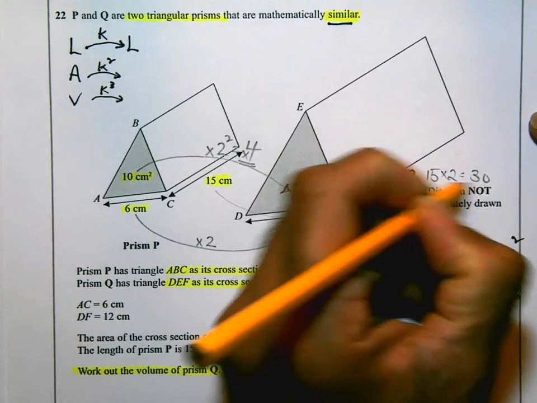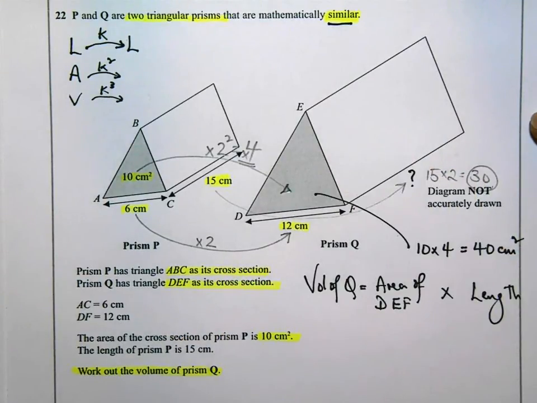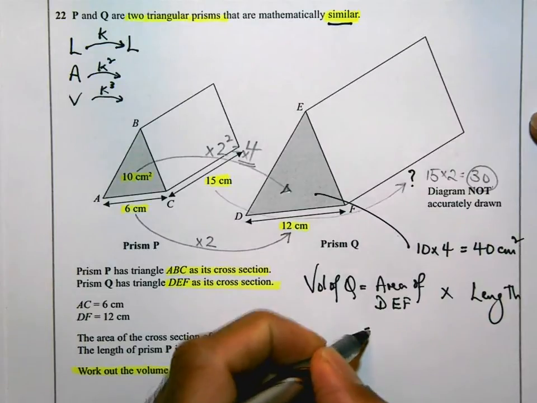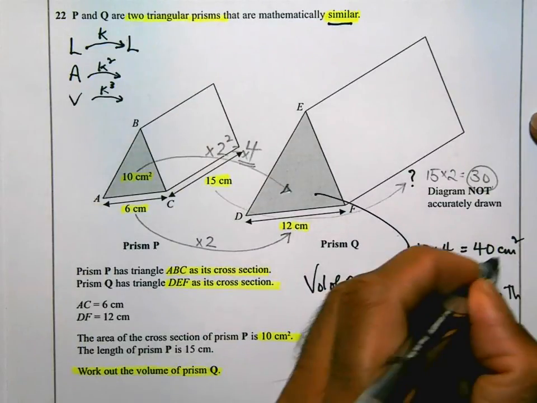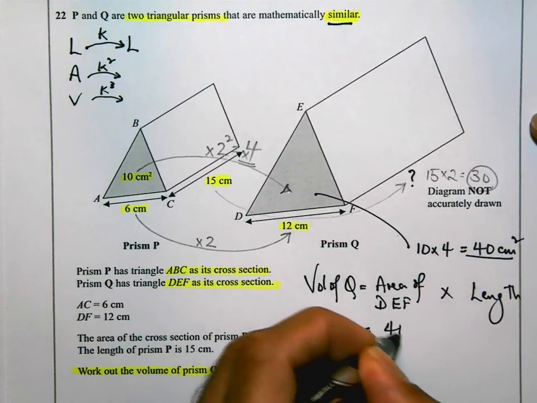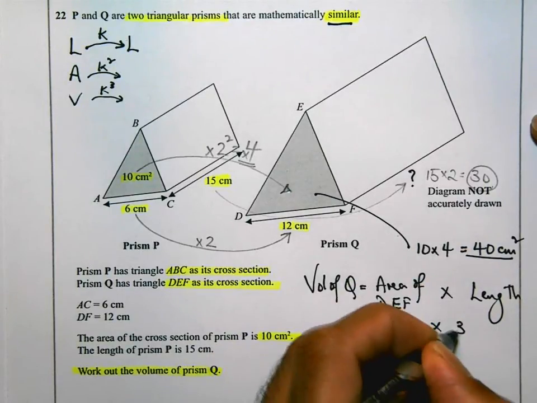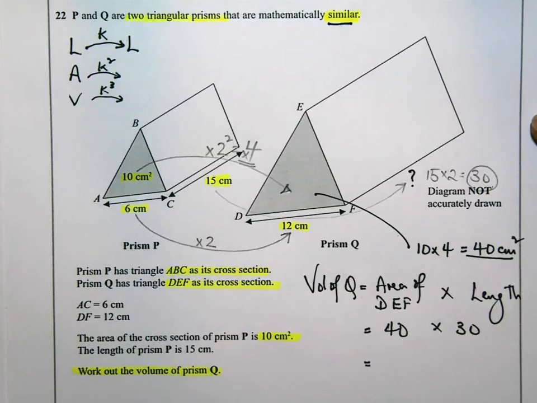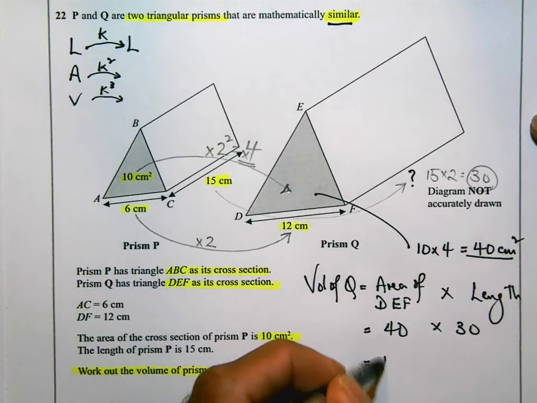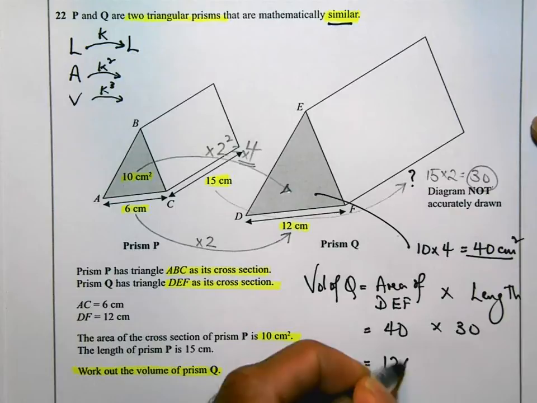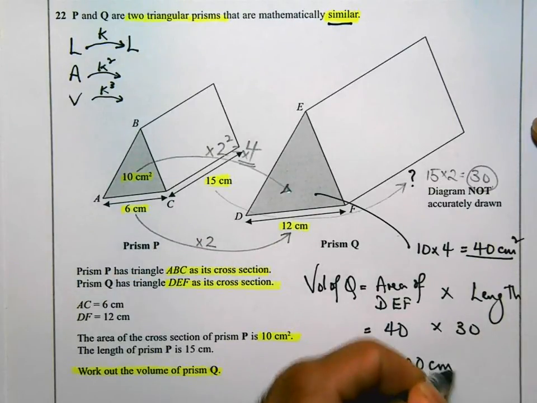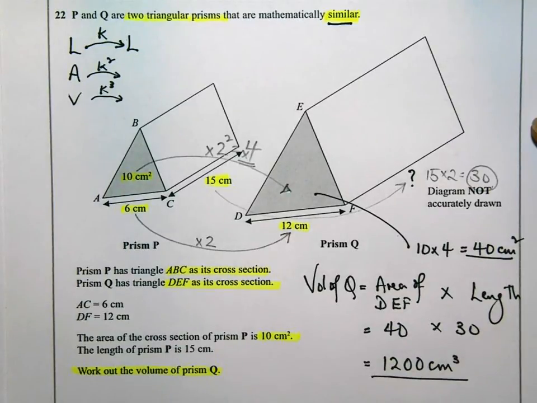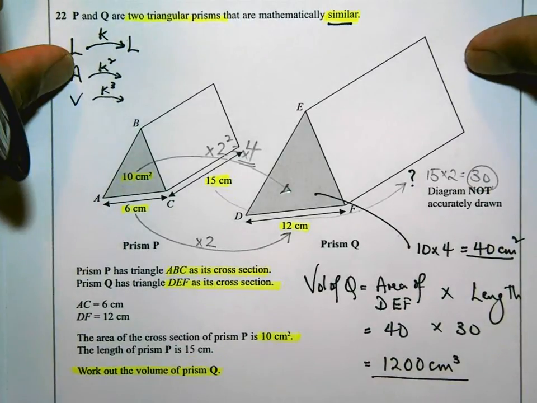So to work out the volume of Q, it's going to be the area of the front face, which I've worked out to be 40, times by how far back it goes, which I've worked out to be 30. 40 times 30, 4 times 3 is 12, 2 zeros, and don't forget all these units are in centimeters, so it's centimeters cubed.